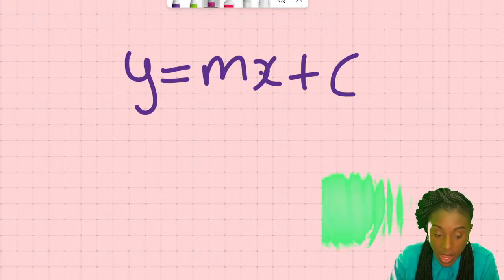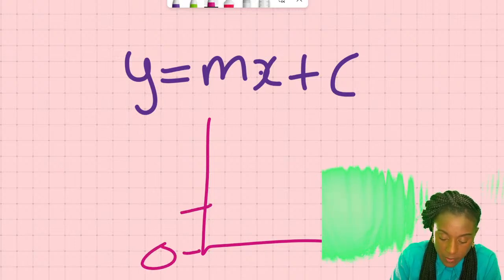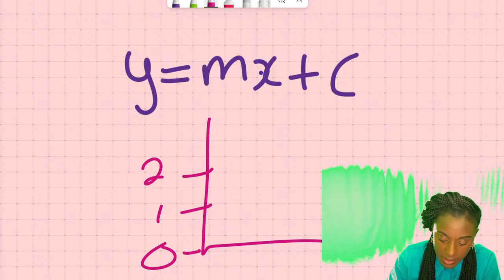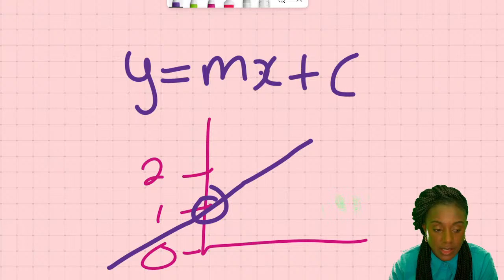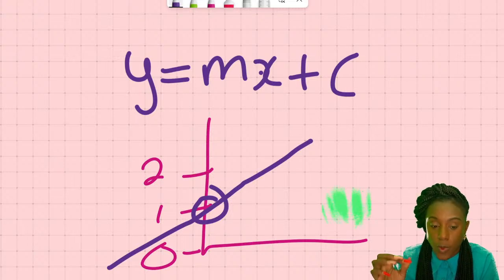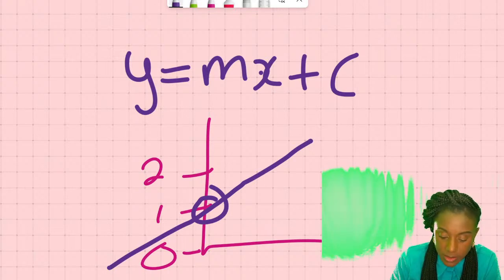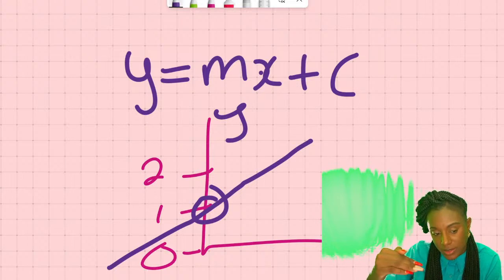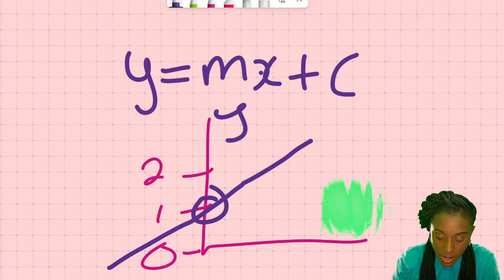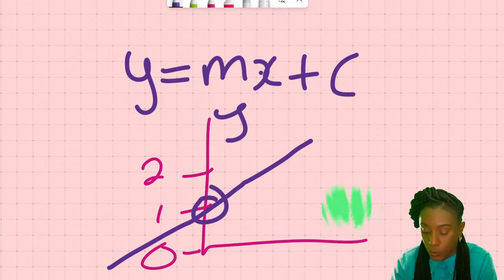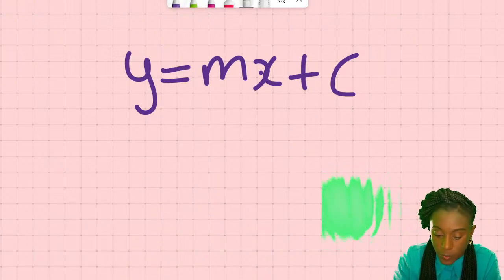So here it is that we have our graph. Let's say, for example, our straight line graph is passing through the y-axis at the number 1. Our y-intercept in this case would be 1. So whenever you're looking for the y-intercept, this would be the point on the y-axis through which the graph passes or intersects. Okay, so in this case here, our y-intercept, as I'm looking at this graph, based on my example, would be 1.